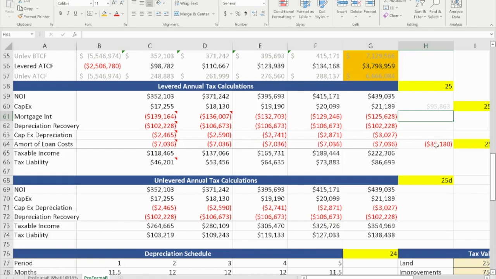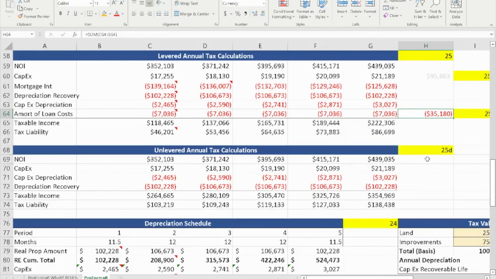So the total amortized loan cost really wasn't 49,000. It was really $35,000. So these two numbers are cells. We're going to reference them later on in the problem. Now that we've completed step 25 A, B, and C, we're going to go ahead and complete step 25D.